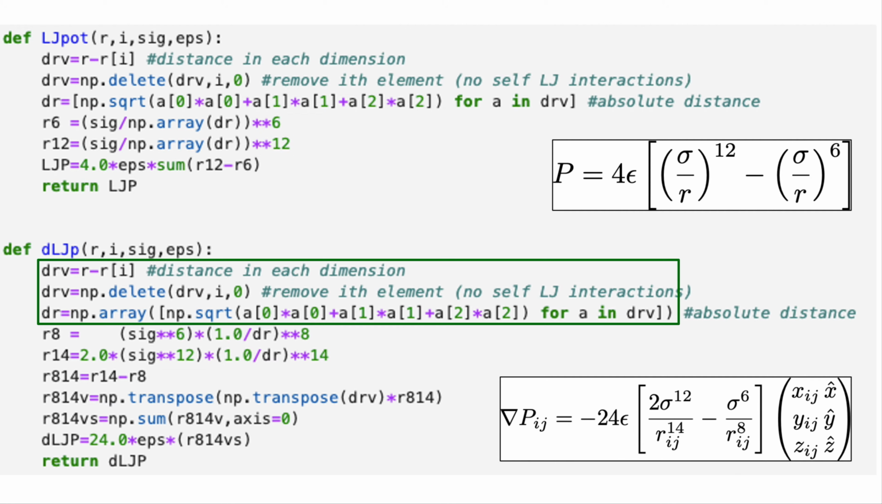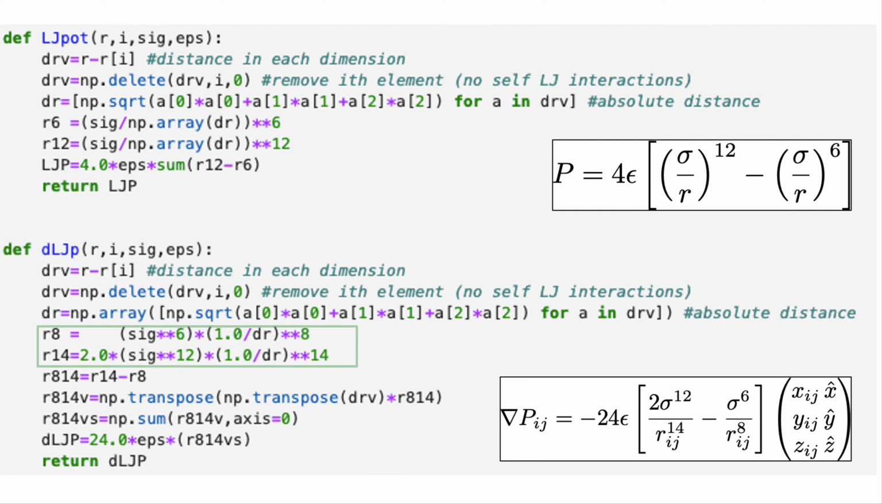The gradient of the Lennard-Jones potential is similar, but a bit more complicated. The first 3 lines are the same, the next 2 lines are similar, but I need r to the 8 and r to the 14. The next line comes in because of the vector nature of the gradient. drv is the vector xij x hat, yij y hat, zij z hat, or rather, it's an array of such vectors for all j. The transpose stuff is because of how I formatted the vectors. NumPy will treat them as matrices, so this takes care of the matrix multiplication.